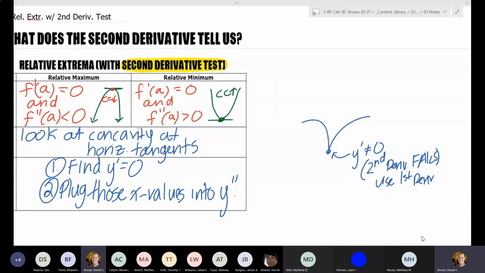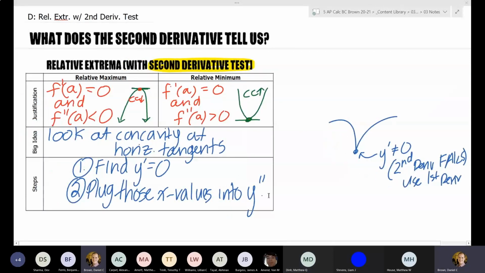Yeah. And I'm glad you asked that, because again, it is a common mistake. The second derivative test only works when you have a horizontal tangent, whereas the first derivative test can work when you have horizontal tangents and places where the derivative is undefined, like a cusp or a corner.